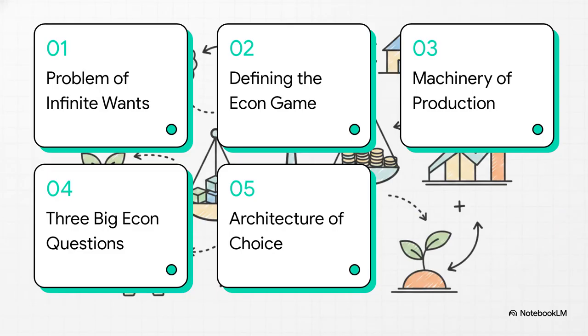Here's our blueprint for today's explainer. First, the problem of infinite wants. Second, defining the economic game. Third, the machinery of production. Fourth, three big economic questions. And finally, the architecture of choice.